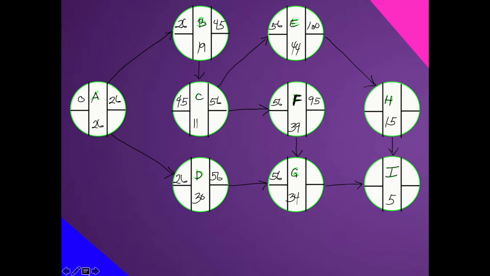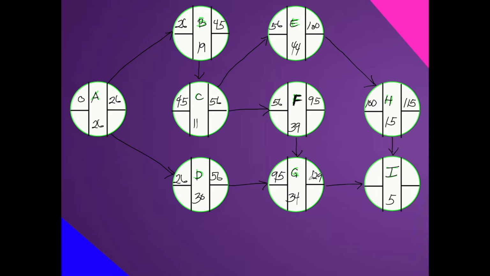So, buburahin natin yung error natin kanina. Okay, magiging 95 yan. Then, 95 plus 34 is 129. Okay, itong H, itong I, ganun din siya. H saka G. Unahin muna natin itong H. So, 100 ang earliest finish ni E. So, magiging earliest start yan ni H, 100. Plus 15, this will be 115. Now, 115 tsaka 129, ano yung mas malaki?